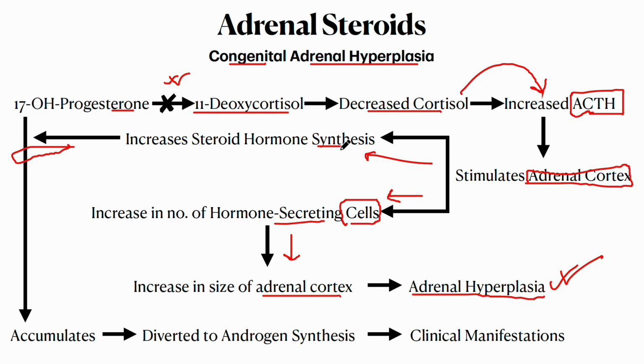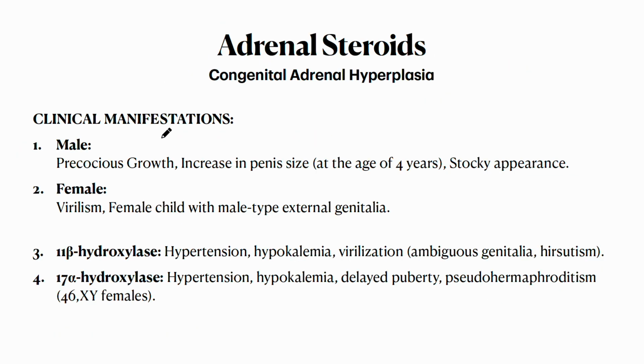And then this increased steroid hormone synthesis plus 17-hydroxyprogesterone, they accumulate here and are diverted to androgen synthesis. And androgen synthesis now will appear as clinical manifestations. That is a simplified manner of this disease. Let's talk about the clinical manifestations here.